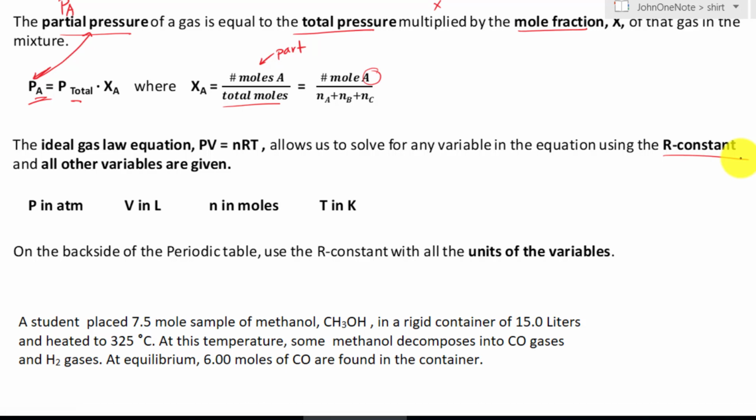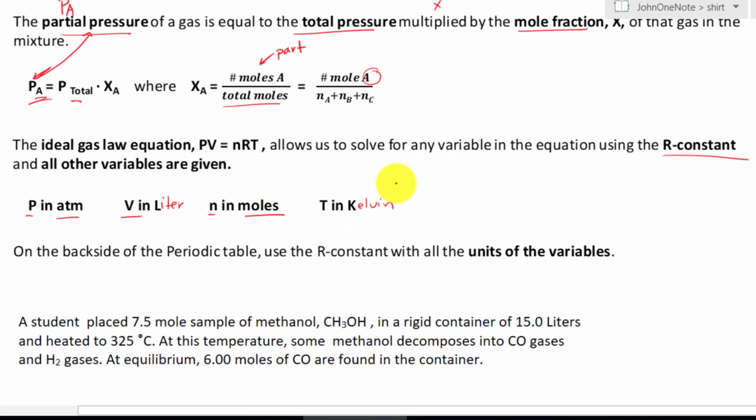So what are the units in this equation? Well, P is in atm, that's atmosphere. V is in liters, okay? And n is in moles. And this one, T, which is your temperature, is going to be in Kelvin.